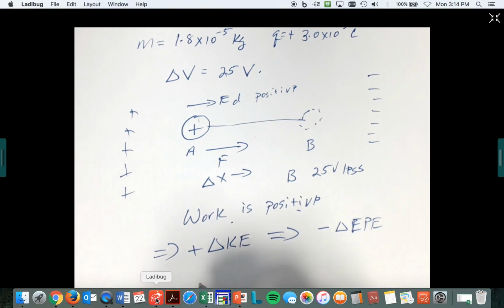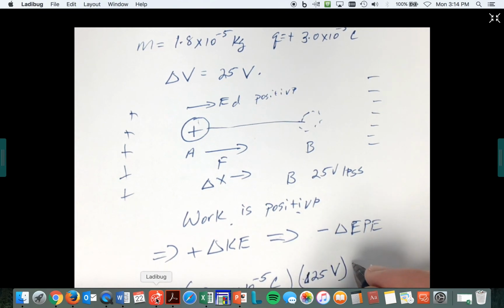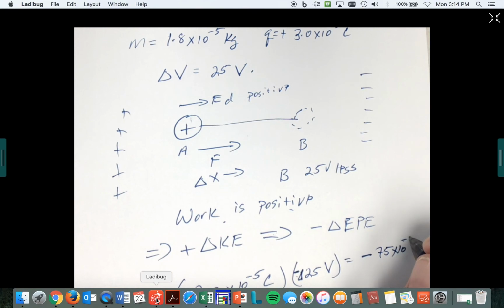We've got Q, 3.0 times 10 to the negative 5 coulombs, times the change in potential, which is 25 volts, which is negative 25 volts. So therefore, the change in potential is negative 25. So therefore, I've got a negative 75 times 10 to the negative 5 joules.